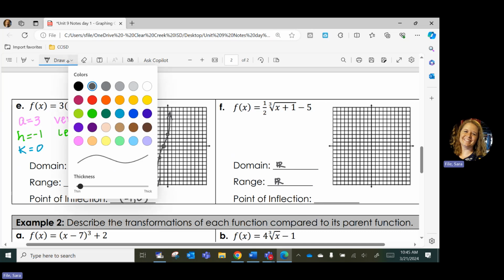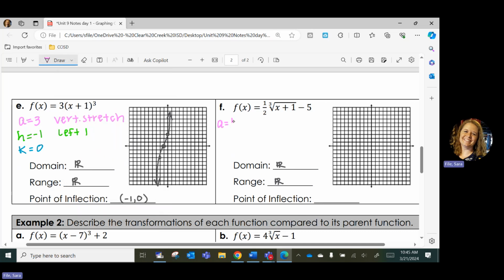All right, what's A? 1/2. Okay, phone again, hang on.